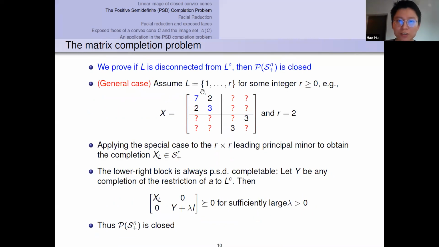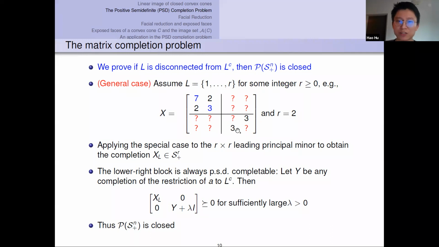In the general case, not all the diagonal elements are specified. So for example, in this case, only the first two diagonal elements are specified. So L is 1 and 2 only. We can simply apply our previous argument for the special case to the first 2x2 leading block here and conclude that there exists a PSD completion for the leading block. And for the lower right block, there always exists a PSD completion.